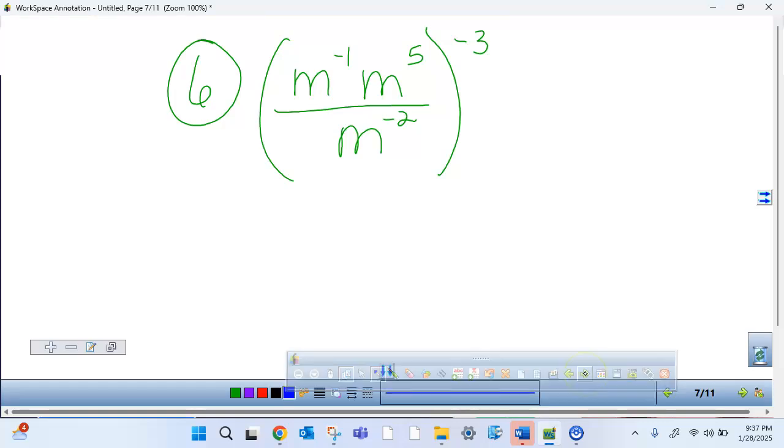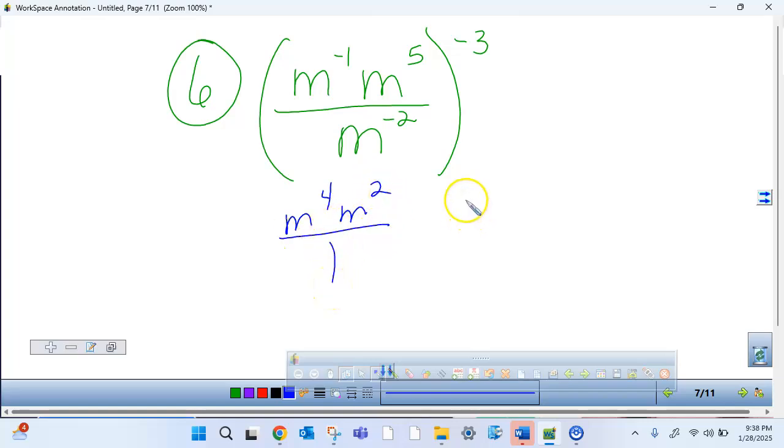Number 6. This one can be done in several different ways. You can take each part and raise to the power of negative 3, or because those items within the parentheses all have the same base, you could simplify those before you raise the power of negative 3. I'm going to choose to simplify first. m power negative 1 times m power 5 is m power 4. m power negative 2 reciprocates, so I end up with m power 4 and m power 2 both in the numerator.